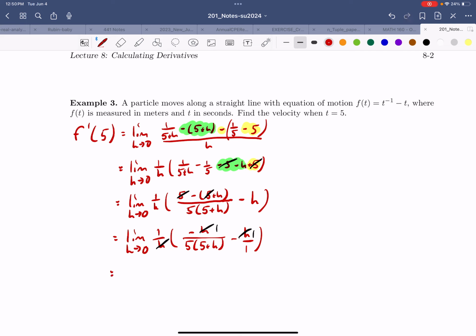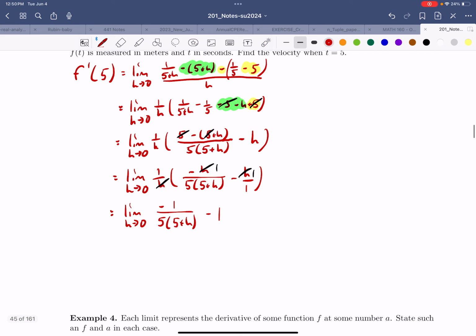So we wind up getting the limit as h approaches 0 of, I guess we don't need parentheses anymore, negative 1 over 5 times 5 plus h minus 1. Right? Now, this is, by the way, a little harder than something I'd ask you on a quiz or an exam. I guess we don't need the limit anymore, but I could ask you this on a homework, right? So this is negative 1 over 25 minus 1, and this winds up equaling negative 26 over 25.